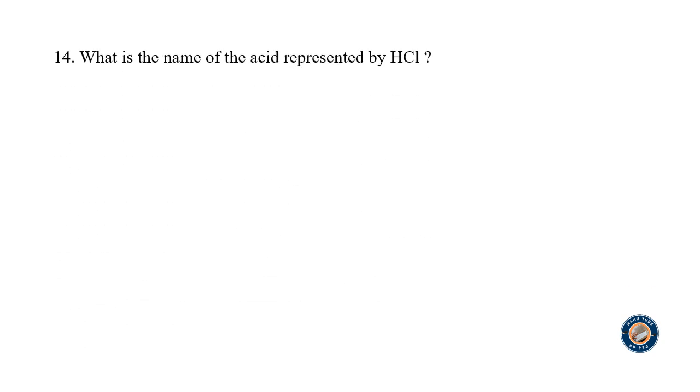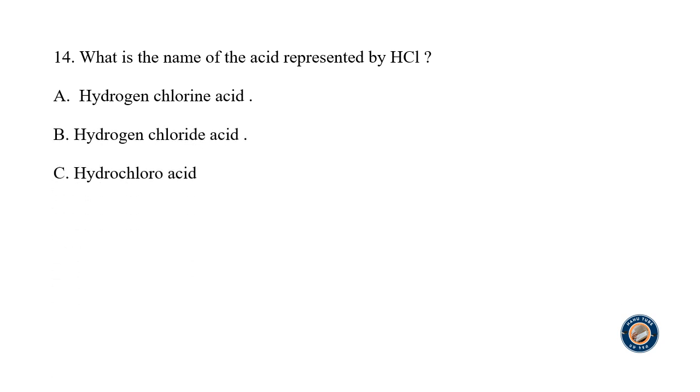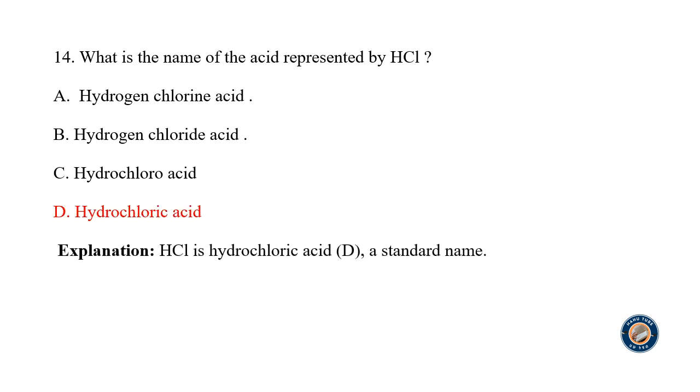Question number 14. What is the name of the acid represented by HCl? A. Hydrogen chlorine acid, B. Hydrogen chloride acid, C. Hydrochloro acid, D. Hydrochloric acid. The answer is hydrochloric acid. HCl is hydrochloric acid, which is the standard name given for it.